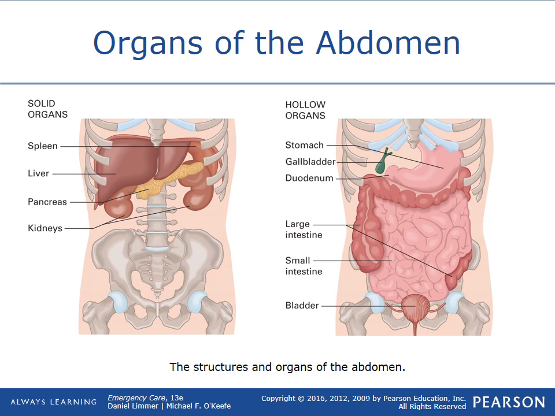Hollow organs hold a substance, like the stomach holds food. The gallbladder holds bile. You've got the duodenum, which is part of the intestines. You've got large intestines, small intestines, and you've got the bladder, and all of them hold a substance. If they become injured or damaged, that substance is going to leak out into the abdomen and cause irritation and infection.